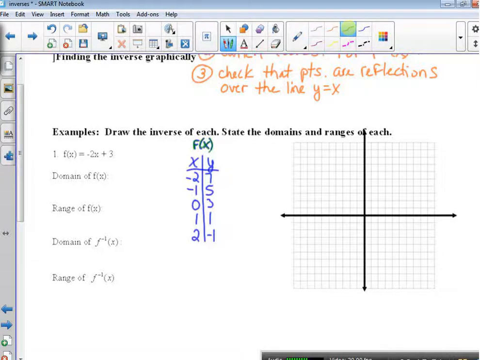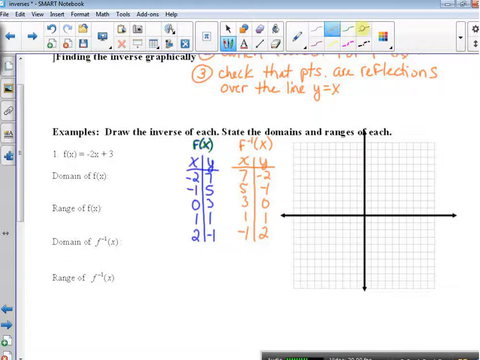Now if I want the inverse, I am going to take and switch the coordinates. So I'm going to say (7, -2), (5, -1), (3, 0), (1, 1), and (-1, 2). Because, as I illustrated in another diagram, that's what happens when you reflect over the line y equals x.